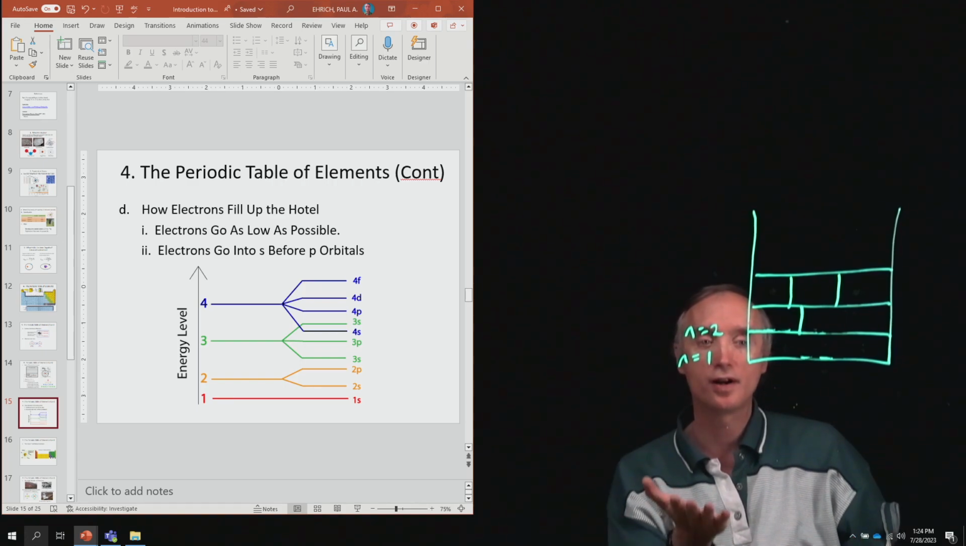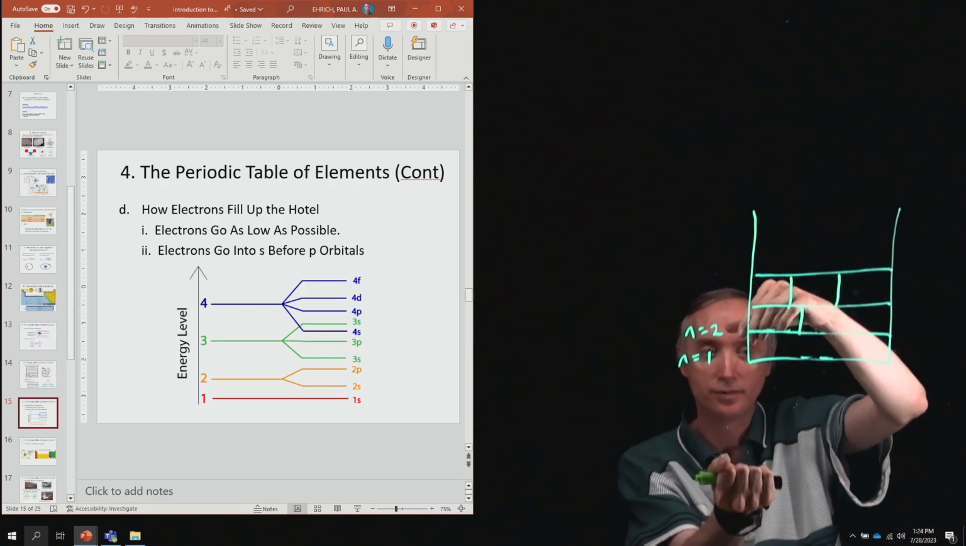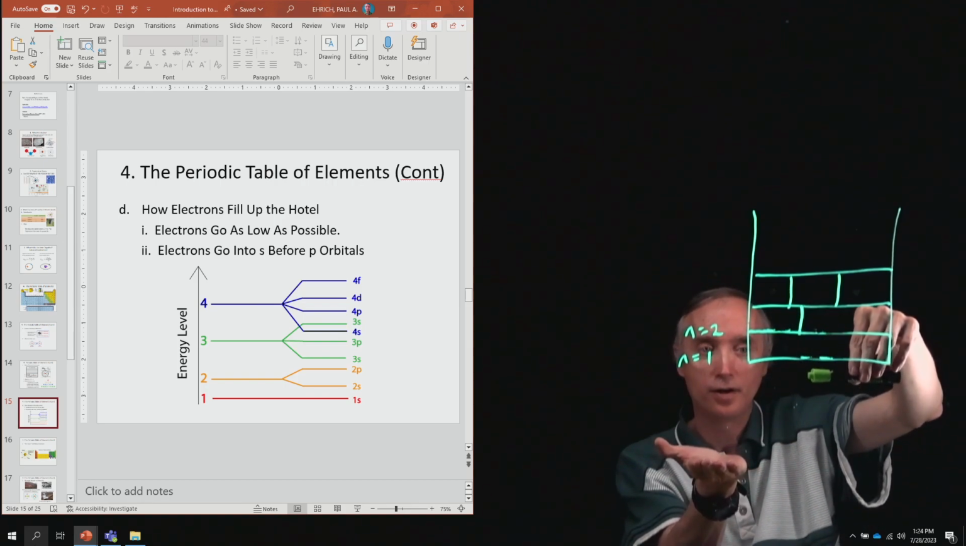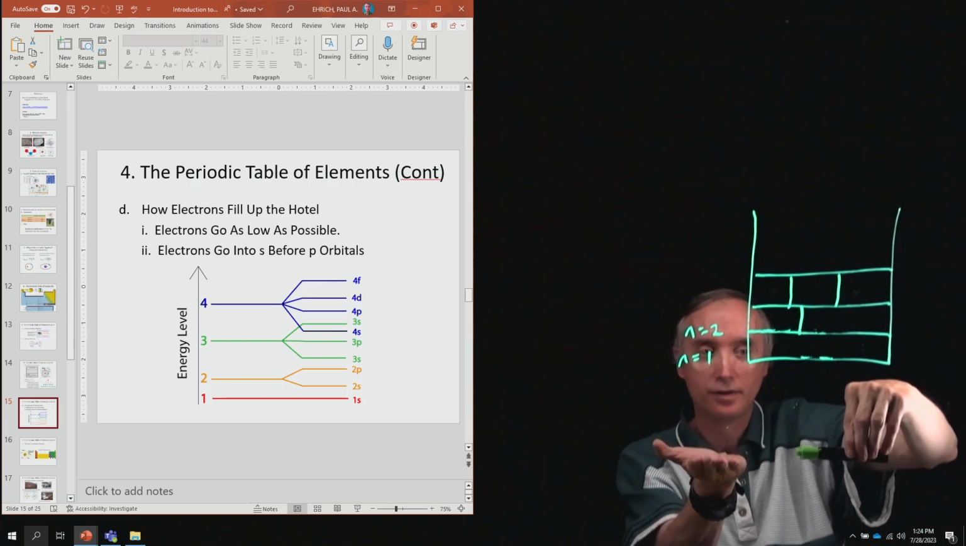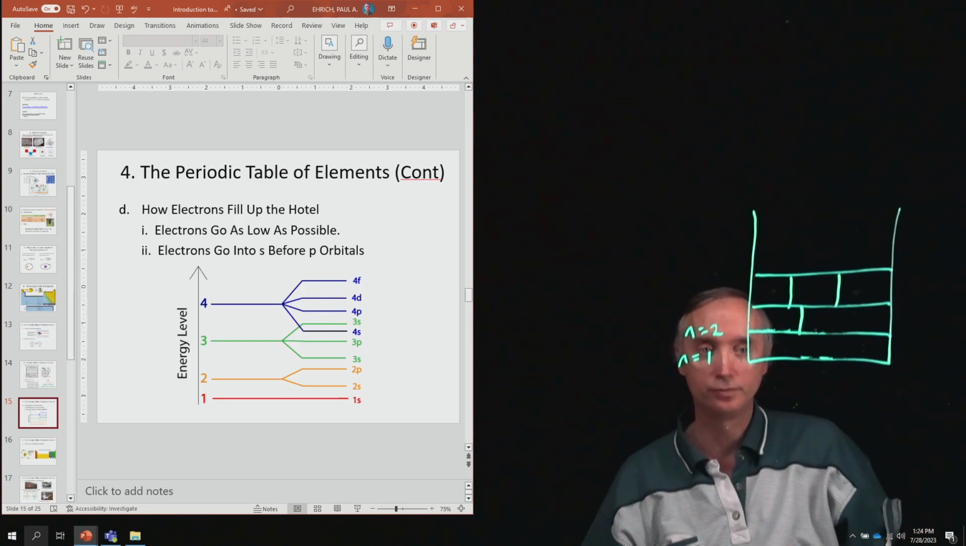So you can try this experiment. Take a pen, drop it into your hand. All right, now take the pen, but this time go over here and drop it. And did you notice that the pen did not stop at your hand? So the pen went as low as possible. So that's going to be rule number one.